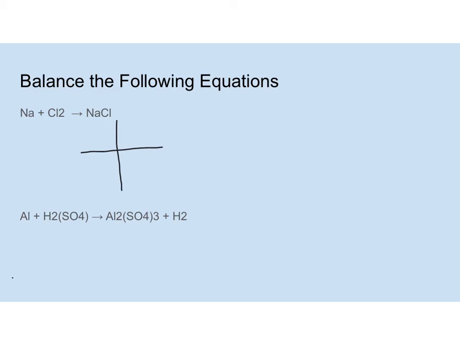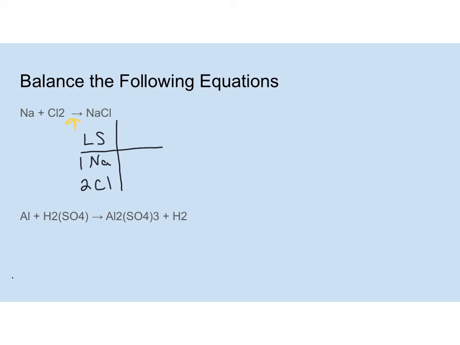What you basically say is, I'm going to look at this arrow here. So I want to highlight this arrow right here. And I'm going to do everything from the left side and the right side. So on that left side right now, I have 1 Na, 1 sodium, and 2 chlorines. That's on the left side.